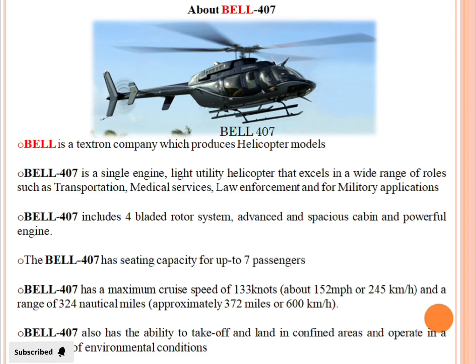Bell 407 has a maximum cruise speed of 133 knots. The speed of aircraft is measured in knots, where 1 knot is equal to 1.85 km per hour. Here 133 knots means around 245 km per hour, and a range of 324 nautical miles, approximately 600 km. Bell 407 also has the ability to take off and land in confined areas and to operate in a wide range of environmental conditions.